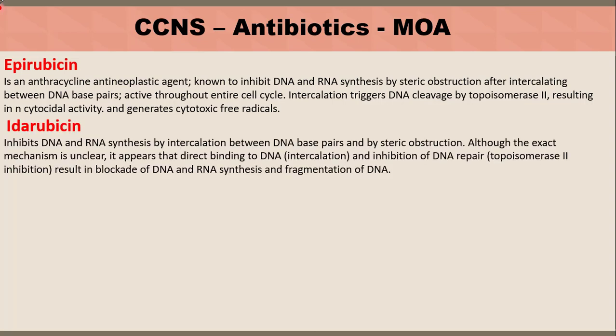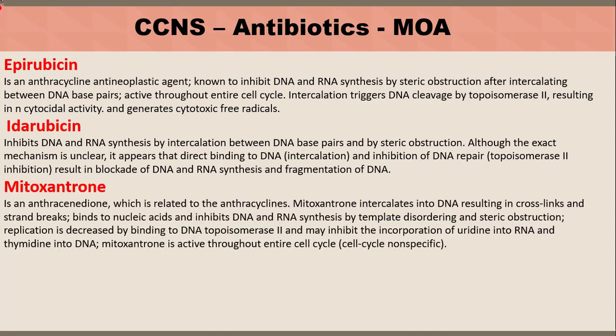Idarubicin inhibits DNA and RNA synthesis by intercalation between DNA base pairs and by steric obstruction. Although the exact mechanism is unclear, it appears that direct binding to DNA, intercalation, and inhibition of DNA repair, topoisomerase 2 inhibition, result in blockage of DNA and RNA synthesis and the fragmentation of DNA.